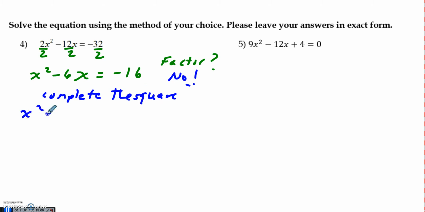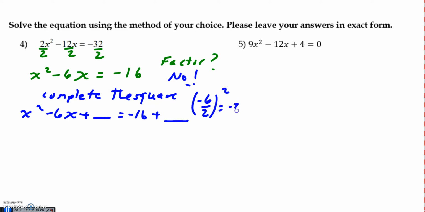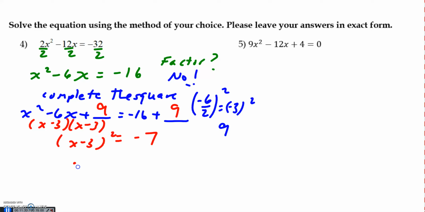So to do that, I need that special number on both sides. If I take the b of negative 6, divide it by 2 and square it, that would be negative 3 squared, or 9. So I would add the 9 on both sides of my equation. If I simplify over here, I would get negative 7. And if I simplify over here, if I tried to factor this, I would get x minus 3, which could be written as x minus 3 squared. So written more neatly, I have x minus 3 squared equals negative 7.